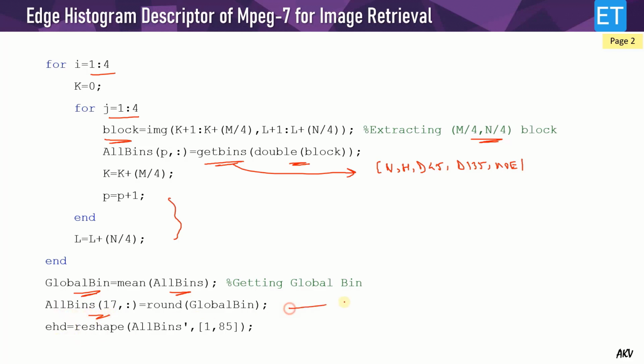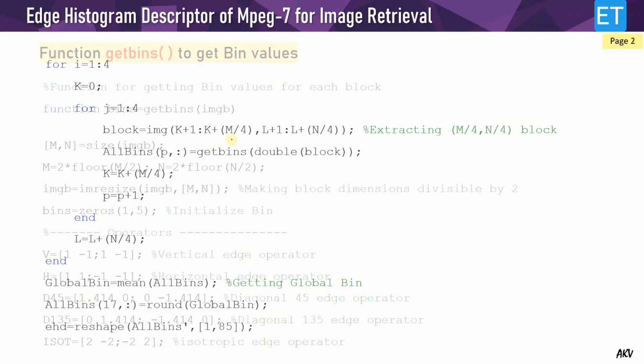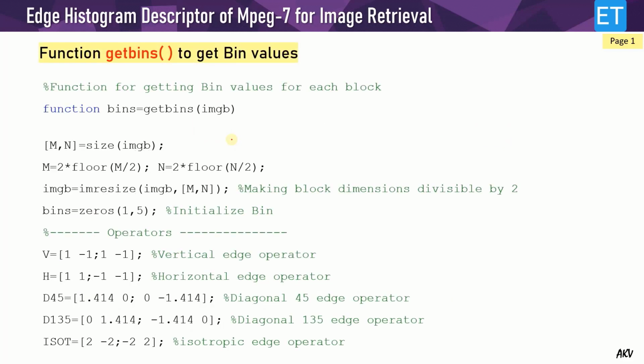Since its size is 17 by 5, as I just showed you in the previous slide, this EHD is in the form of 17 by 5. To make it a single row of 1 by 85, we are just reshaping. So we are reshaping into 1 by 85, so that you will get the EHD vector in a single row. Now let us come to this getBin function, and let us see how it is computing all the bin points.